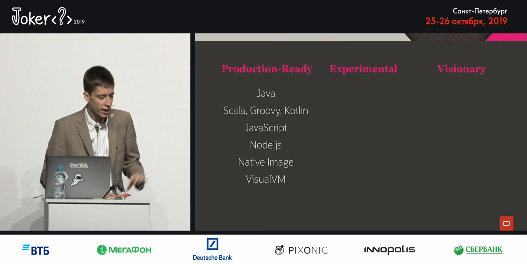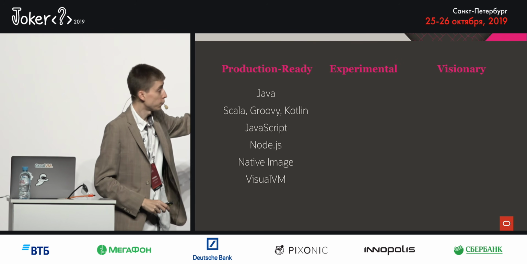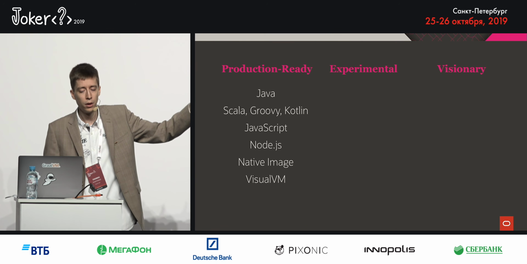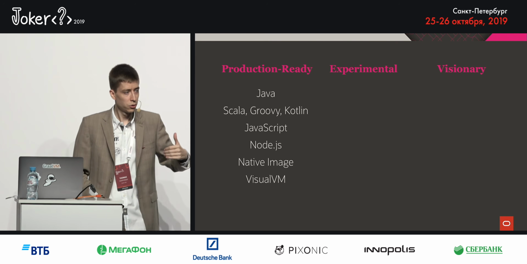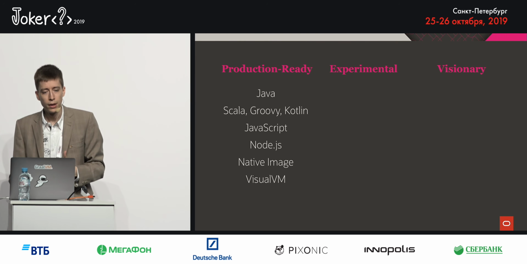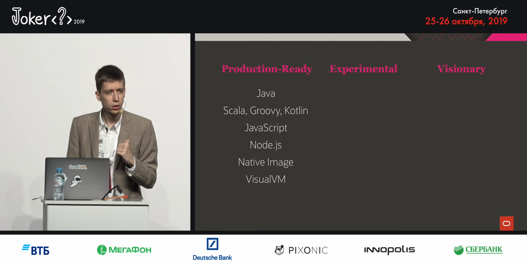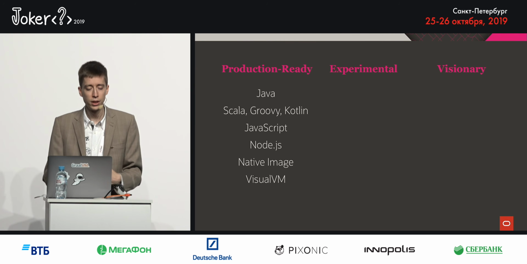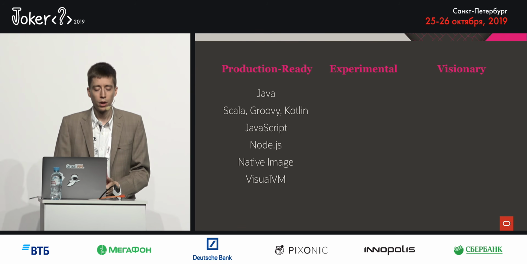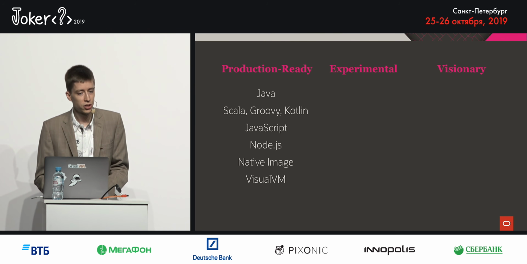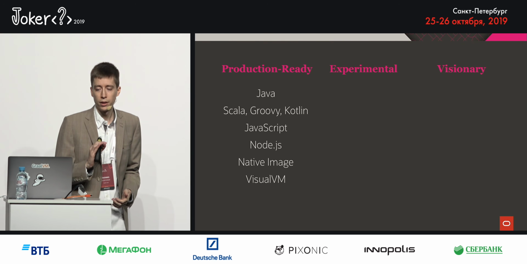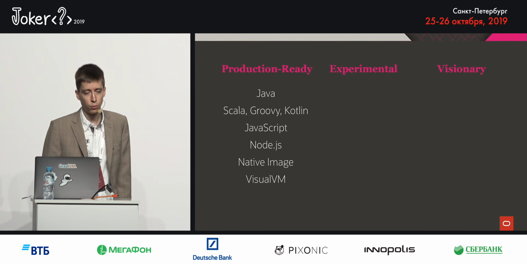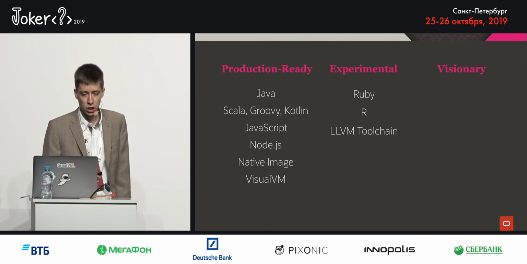To classify that, production ready at the moment is, of course, executing any Java or JVM-based languages in just-in-time compiled mode. Production ready is using JavaScript and Node.js with GraalVM. Production ready is also native image. It has early adopter status due to the question of how to integrate it, or whether it needs specification changes, but it is production ready for you to use. And VisualVM as well, as a way to profile your application.